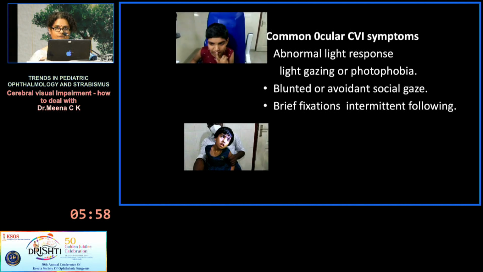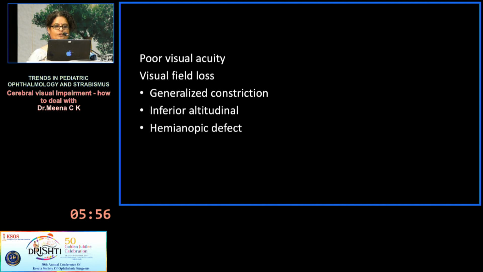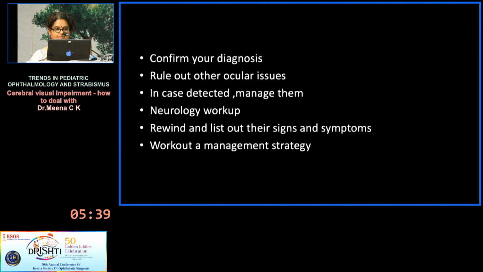So it will be very difficult for us to assess the vision. Poor visual acuity, as I mentioned, will be there, and it will be difficult to assess. And visual field loss, even though we find it difficult to assess, what we have seen is that inferior altitudinal defects are very common. Usually they have a particular head posture. Probably it is due to their field loss.